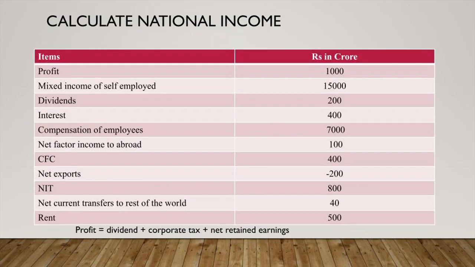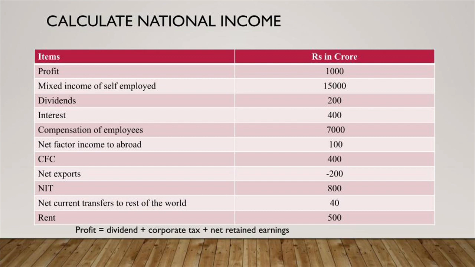Let us discuss another illustration too. Items given are profit 1000 crores, mixed income of self-employed 15,000, dividend 200, interest 400, compensation of employees 7,000, net factor income to abroad 100, depreciation or consumption of fixed capital 400, net exports minus 200, net indirect tax 800, net current transfers to rest of the world 40, and rent 500. Here in this question, net current transfers to the rest of the world being a transfer income is not required. Kindly ignore it. How to find national income here?